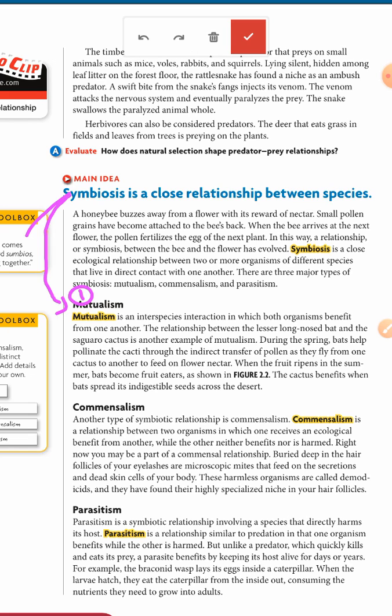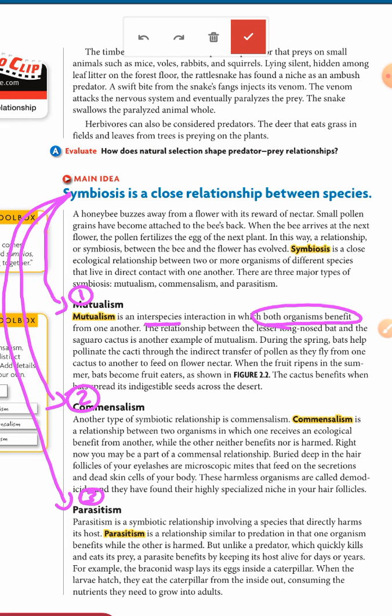Number two, commensalism. And the last type, named parasitism. Okay, parasitism, mutualism, commensalism. What's the difference between them? Quickly, mutualism is an interspecific, not intra, interaction because it happens between two different types of organisms, not the same species, in which both organisms benefit from one another.